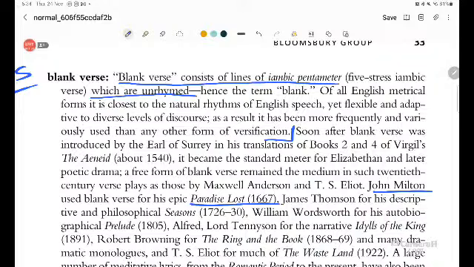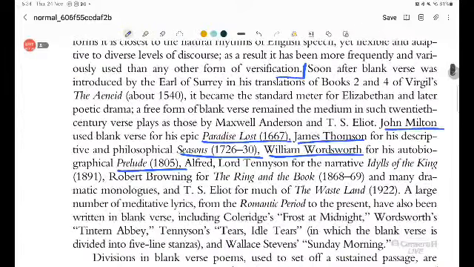descriptive and philosophical The Seasons, William Wordsworth for his autobiographical Prelude, Alfred Lord Tennyson for his narrative Idylls of the King, Robert Browning for The Ring and the Book, and many dramatic monologues, and T.S. Eliot for much of The Waste Land.